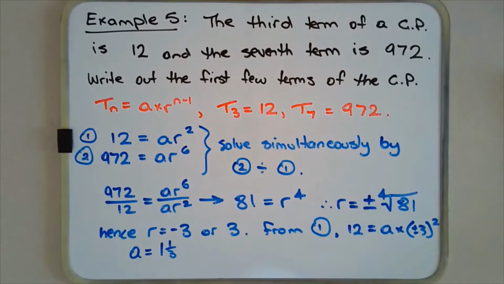Example 5. The third term of a geometric progression is 12 and the 7th term is 972. Write out the first few terms of the geometric progression.